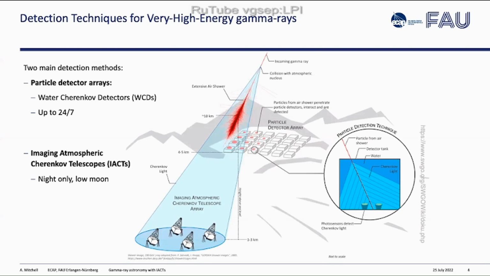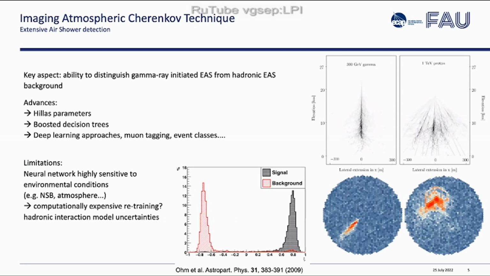So we have detector arrays that can operate up to 24 hours a day, and IACTs are really restricted to night only and preferably low moonlight conditions. One of the key aspects of the technique is our ability to distinguish between gamma ray initiated and hadronic initiated extensive air showers. And so we talk about this gamma hadron separation.